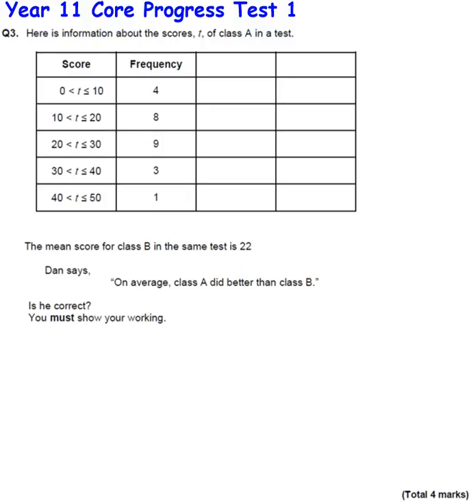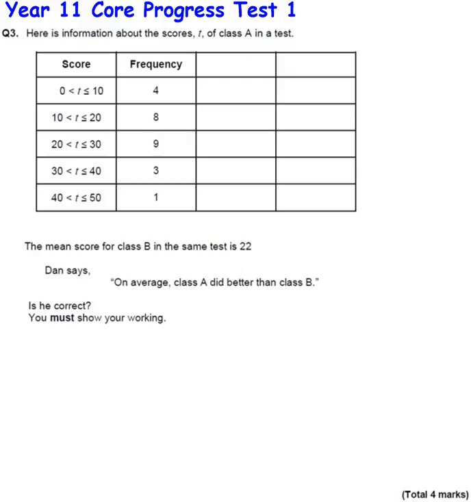Now question 3 is about finding an estimate for the mean from the group frequency table. The table represents the test scores for Class A. The question is asking us to compare Class A with Class B. The mean score for Class B in the same test is 22. Dan says on average, Class A did better than Class B. Is he correct? You must show your working out.